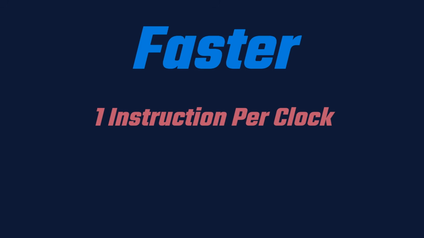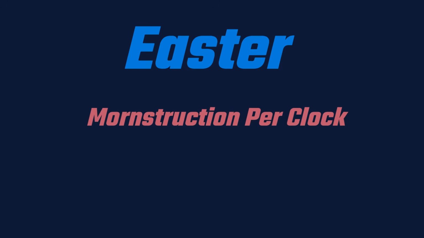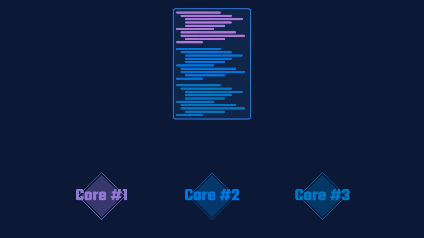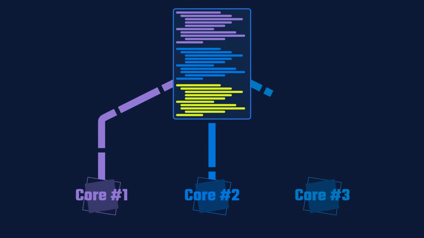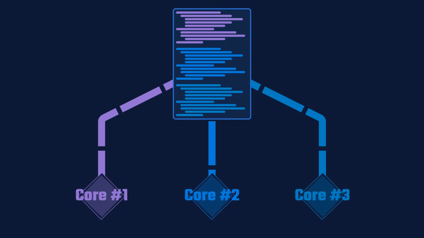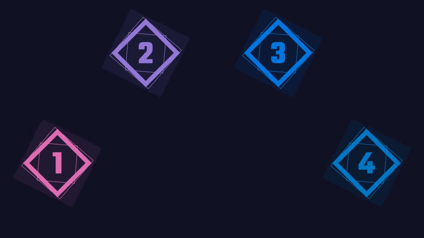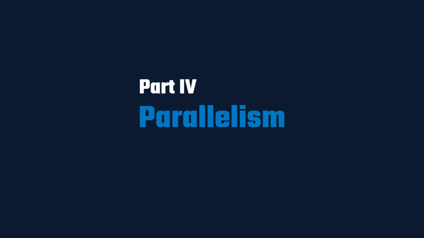But what if we could go one step further? What if we could do multiple things at once? I don't mean this in the way of multi-threading, where different parts of the program can be handled by different cores in the CPU, but within a single instruction stream. That line of thinking leads us naturally to the idea of parallelism.